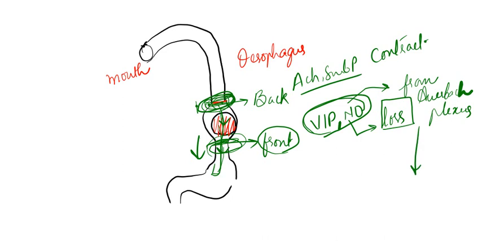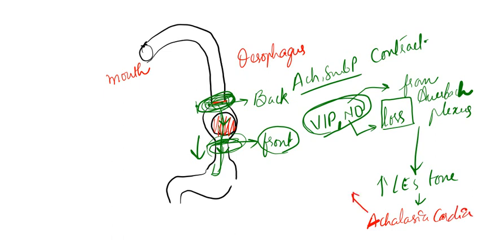Loss of vasoactive intestinal peptide and nitric oxide from Auerbach's plexus leads to increased lower esophageal sphincter tone. That leads to which condition? Very famous condition, very important topic in surgery. Anyone? Achalasia cardia. Very good. Achalasia cardia. Now what is the sign seen in achalasia cardia? Bird beak sign.